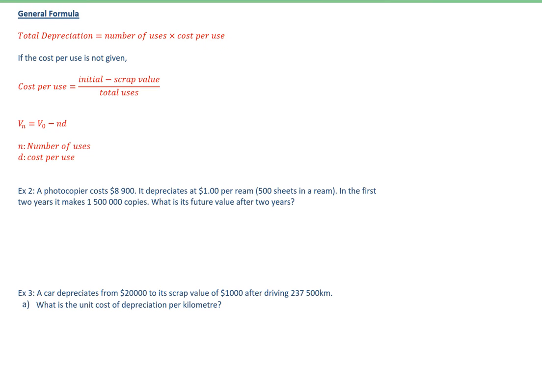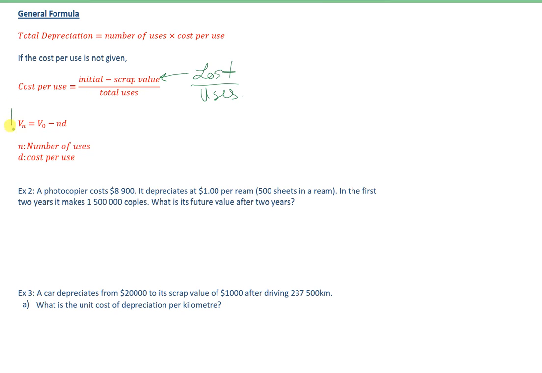So if I drive 2,000 kilometers, I want to multiply the number of kilometers by the cost per use. Now, if that's not actually given to us, so we're not told how much each use costs, what the unit cost is, we can figure it out in this method. If I want to figure out how much it costs for one use or one block of uses, that's going to be the initial minus the scrap value. That's going to give us the total amount lost, divided by uses, and that's going to give us the loss per use. Okay, so we may need to come back to this.